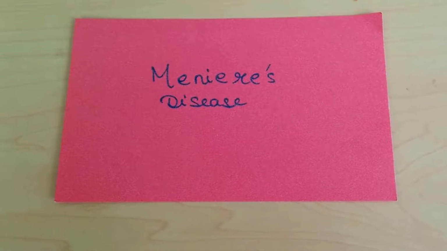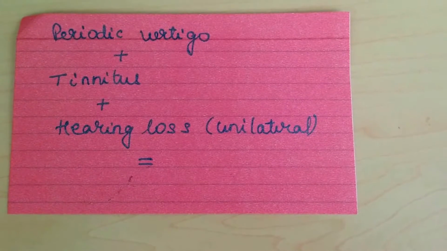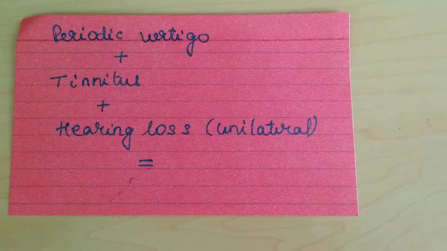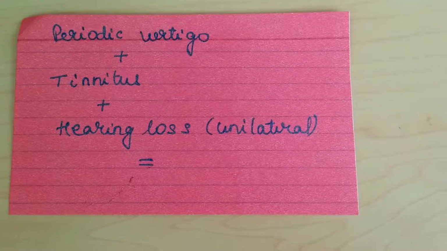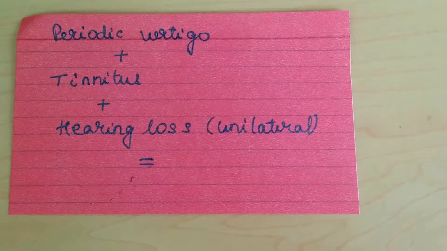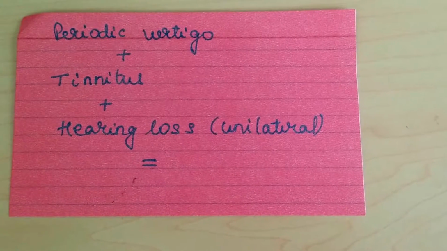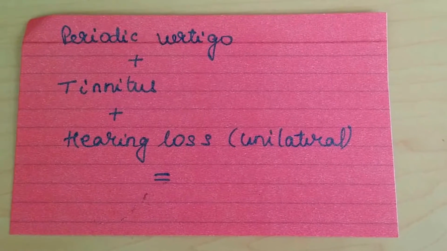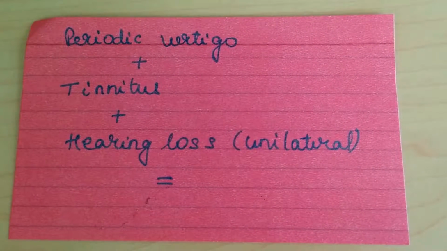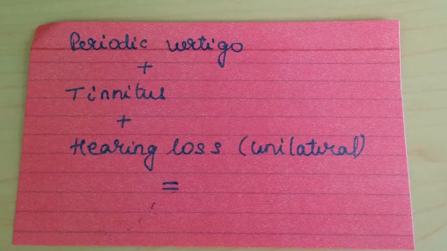Meniere's disease. It has periodic vertigo. Patients also have tinnitus and hearing loss, which is unilateral. So, the patient with unilateral hearing loss, tinnitus, and periodic vertigo is Meniere's disease. Next.